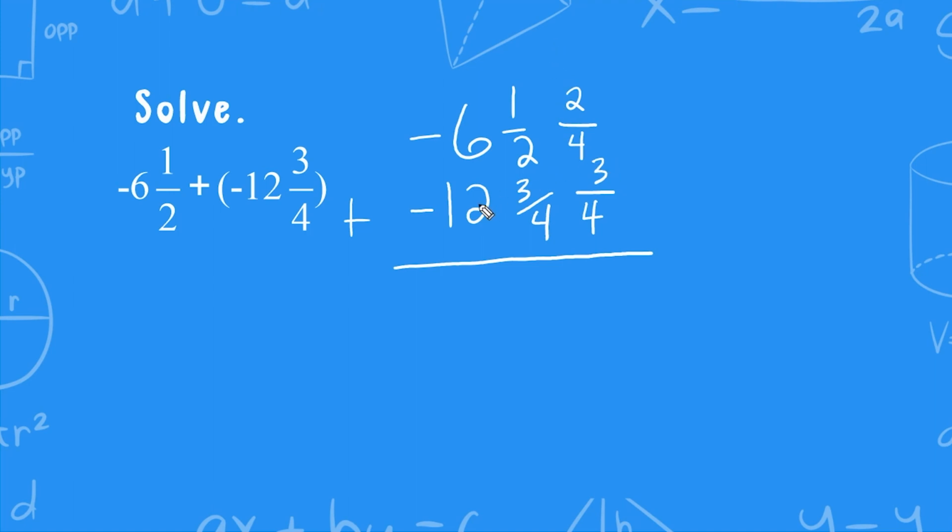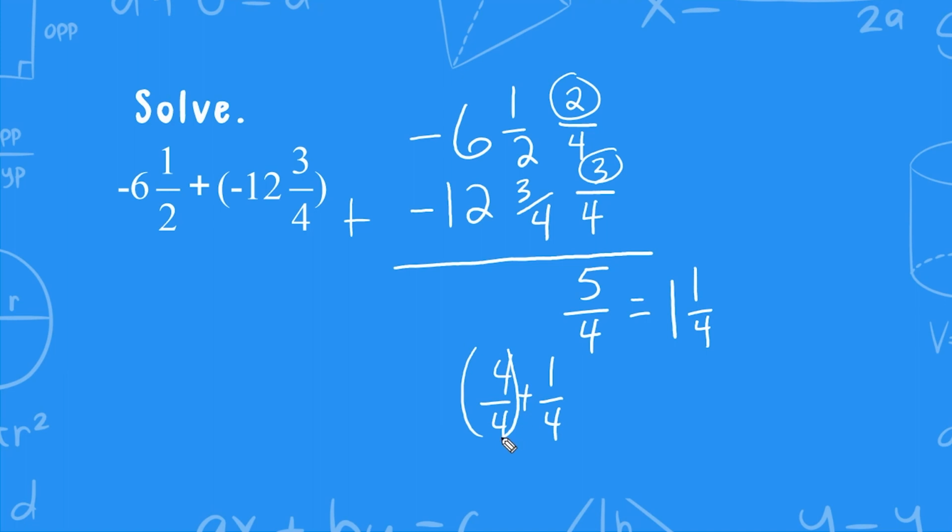Now remember, we are adding these values together because they are both negative. So what we're going to do is add these numerators. We're going to take 2 plus 3, which is 5. And the denominator stays the same, so that gives us 5/4. Now, if we were to rename 5/4, that would be equal to 1 1/4. Now, that is because, if you think about it, 4 out of 4 would be 1 whole, and 5/4 is just 1 more quarter than 4/4. So when you combine 4/4 and 1/4, that's just 1 whole and 1/4.